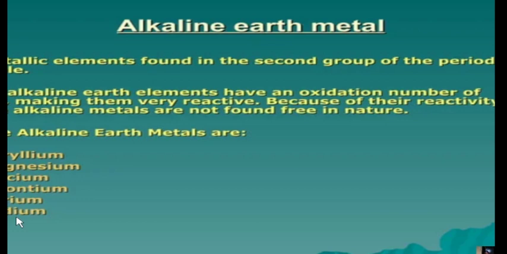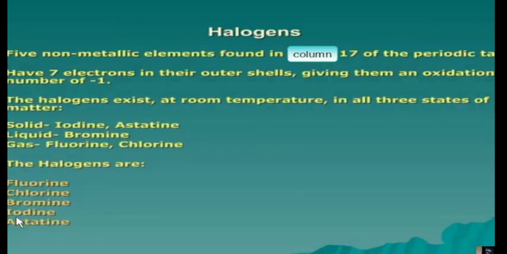They are found in the second group of the periodic table, and the implication is that they will have 2 valence electrons which will be given out to form a cation which has an oxidation number of +2. They are also very reactive and are not found in most cases free in nature. Examples include beryllium, magnesium, calcium, strontium, barium, and radium.